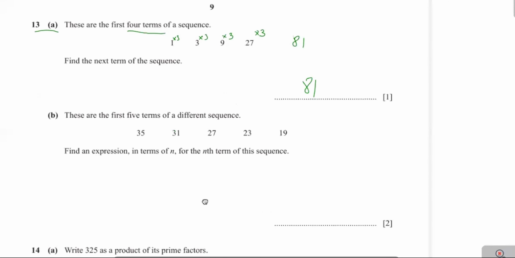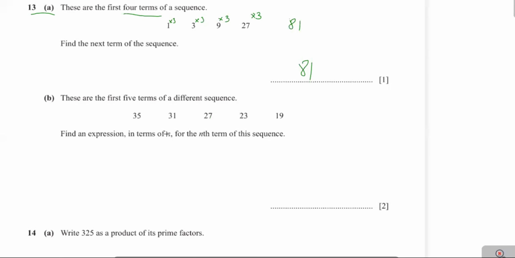Next, these are the first 5 terms of a different sequence. Find an expression, in terms of n, for the nth term of the sequence. To find the nth term of the sequence, firstly we see the difference between each term. You see here the difference, 31 minus 35, is -4. Next is also -4, and 23 minus 27 is -4. Therefore, this is an arithmetic or linear sequence.